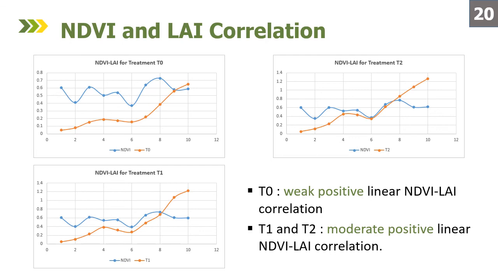For T0 with no fertilizer application, there is a weak positive linear NDVI-LAI correlation. For T1 with 50% of the recommended fertilizer rate and T2 with 100% of the recommended fertilizer rate, there is a moderate positive linear NDVI-LAI correlation. Although NDVI and LAI almost follow the same trend and are linearly correlated, the trend is not exponential as observed in researches such as that of Hoffman and Blomberg and Goswami et al.